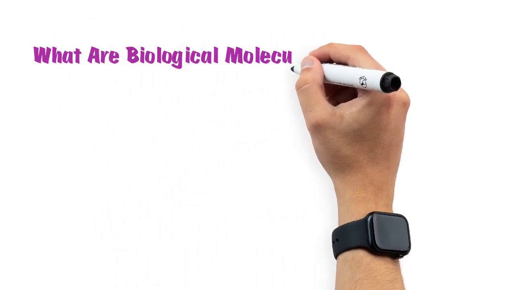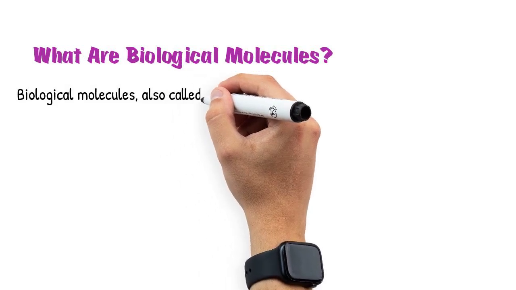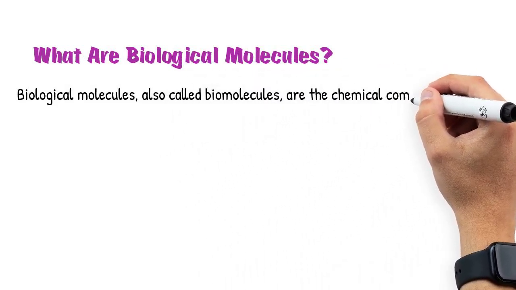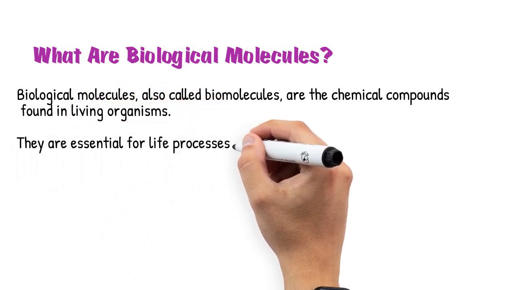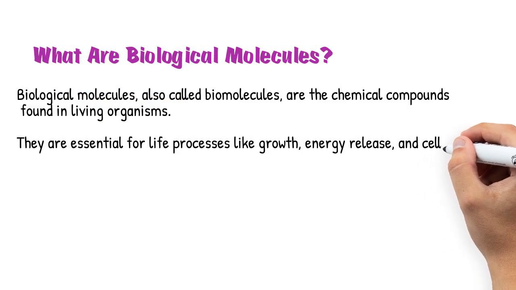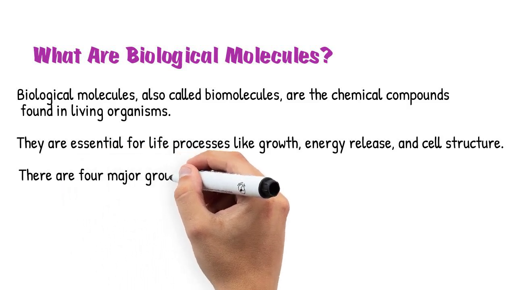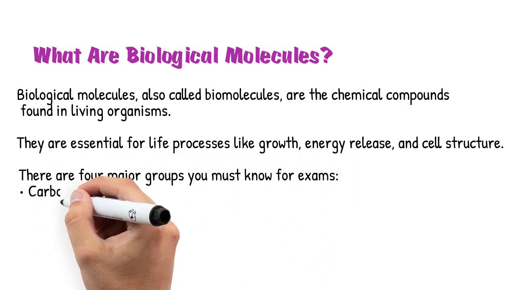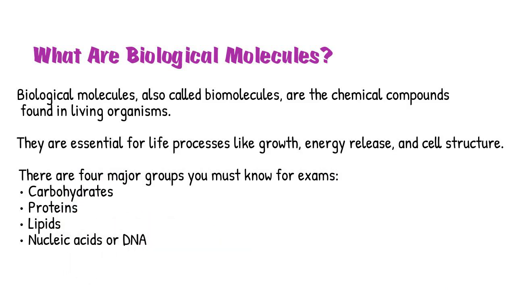So, what are biological molecules? Also called biomolecules, they are simply the chemical compounds found in living organisms. They are essential for life processes like growth, energy release, and cell structure. There are 4 major groups you must know for exams: carbohydrates, proteins, lipids, and nucleic acids or DNA. Let's doodle through them one by one.